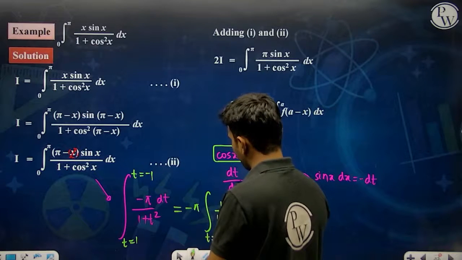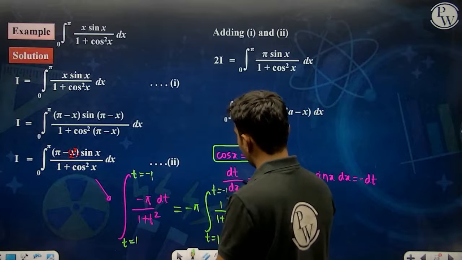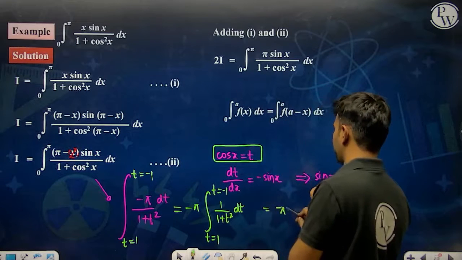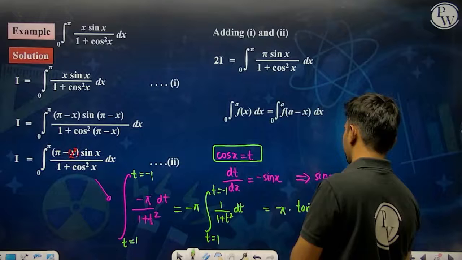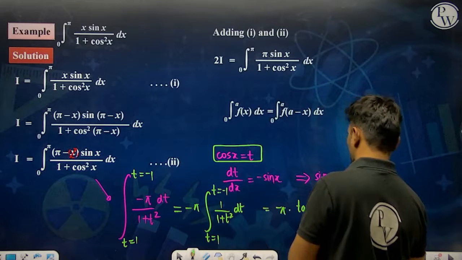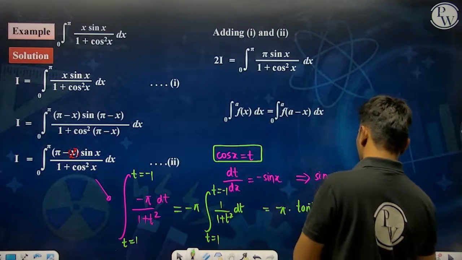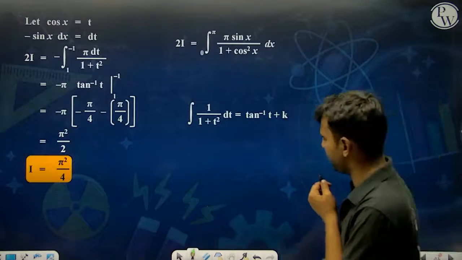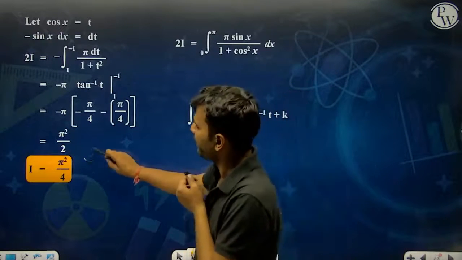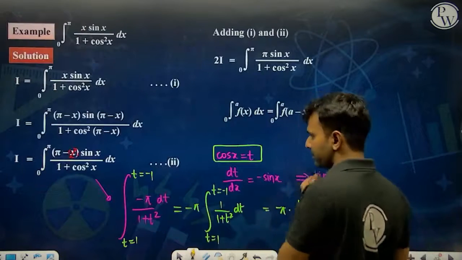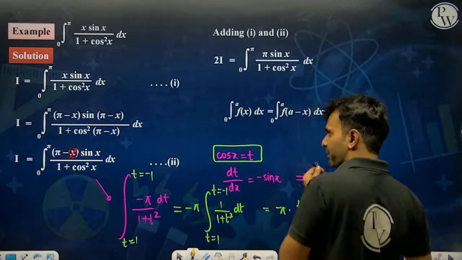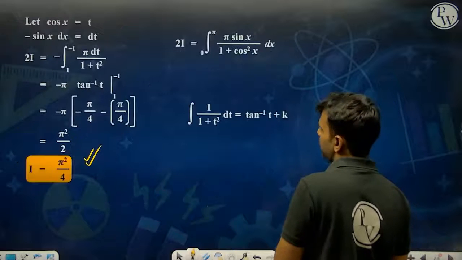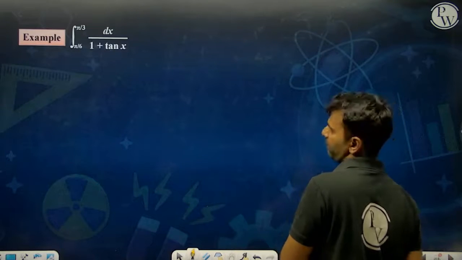So you know how the integration of this happens. It is going to be minus pi times tan inverse of t, and then put the limits over here, t equals 1 and t equals minus 1. You will be able to reach your answer quite comfortably, everyone, and the final answer is coming out to be pi square by 4. The reason being that this is the value of I. So the answer is going to be pi square by 4.